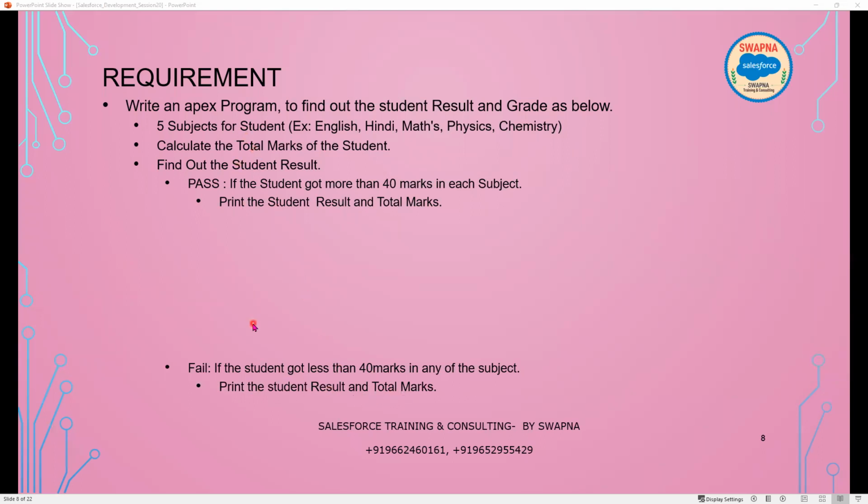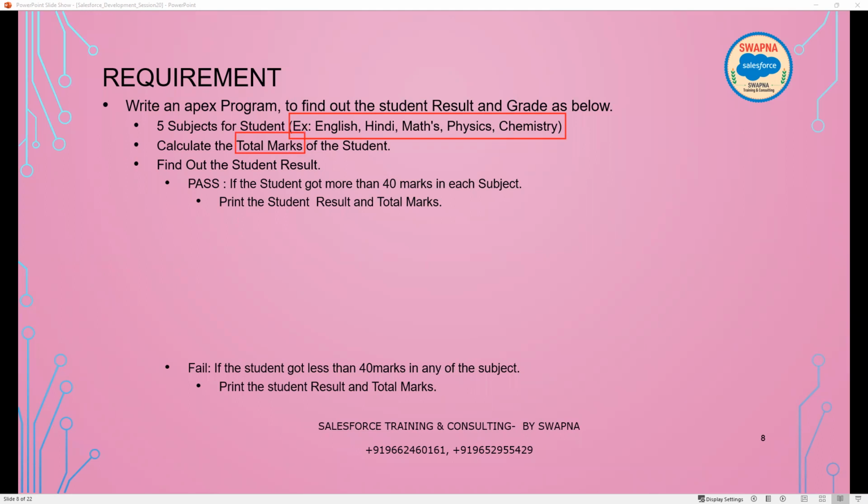This is at the high level. Now inside this we have a few more details. First let me execute the high level one. In this case we need to declare 5 variables, for English, Maths, Hindi, Physics, Chemistry. When I declare the 5 variables, I need to calculate the total marks of the student, so I need another variable which stores the total marks.